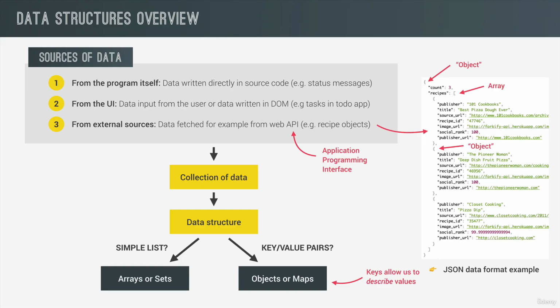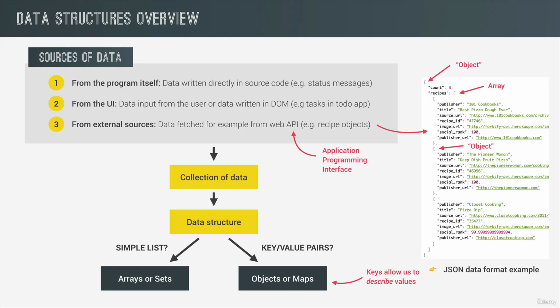So here we have three objects that describe recipes. We have the values in green, like the title and the publisher, and it makes complete sense that these values are then described using a key. Otherwise, we would have no idea what the different values actually are, right? So key value pairs are essential here, and that's why this data is stored in an object, not an array.